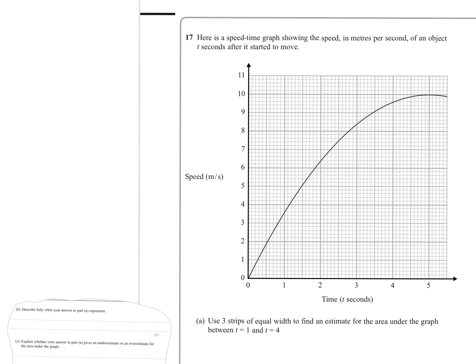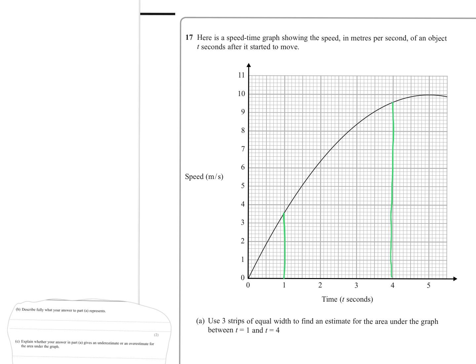Question 17. Here is a speed time graph showing the speed in meters per second of an object t seconds after it started to move. We've got to use 3 strips of equal width to find an estimate for the area under the graph between t equals 1 and t equals 4. Well, let's change the ink on here so it's done properly. So we want between 1 and 4.